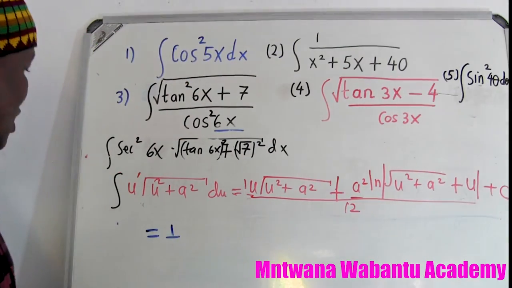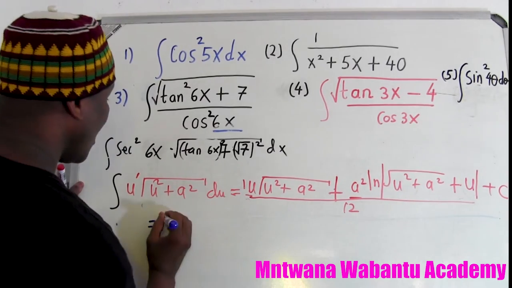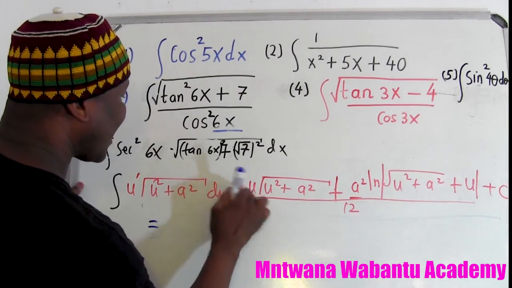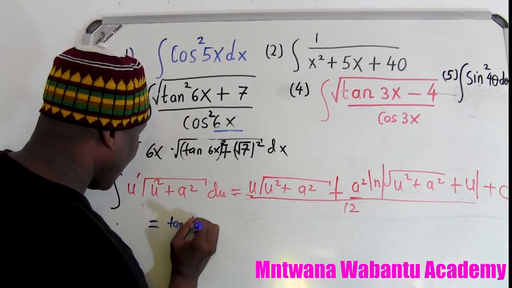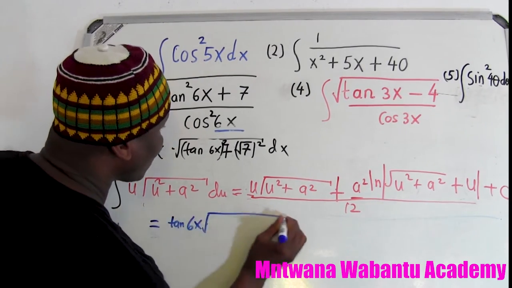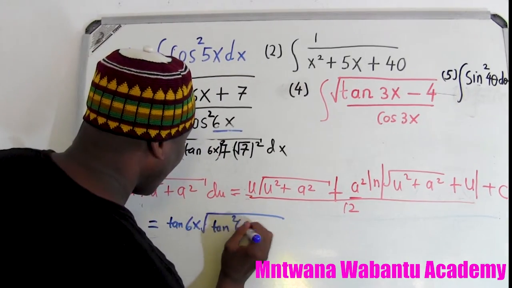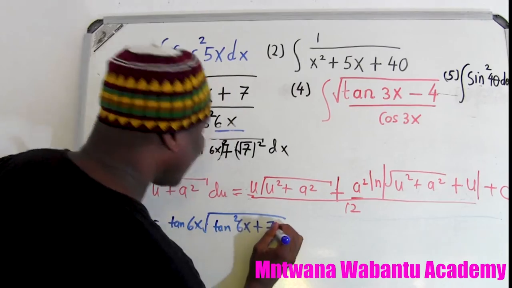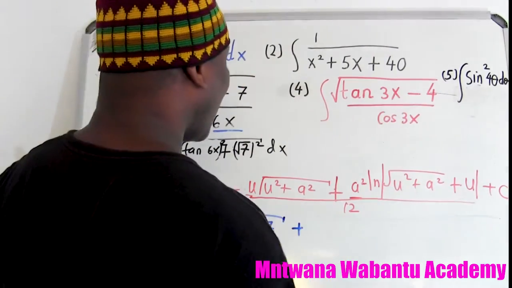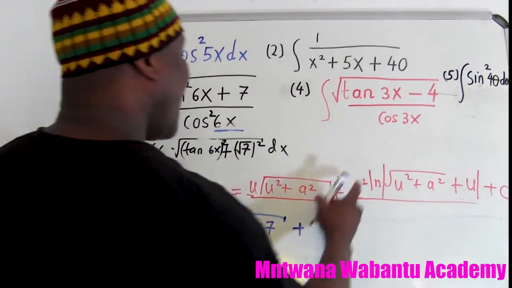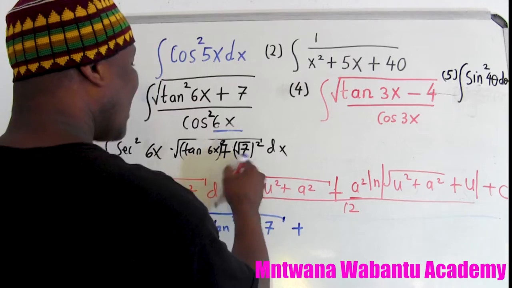So let's plug it in. We're going to say 1 over 12, times u. What is our u? Our u equals tan 6x. And then root. Write out root: u square means tan squared, plus 7. You see what I'm saying? The root plus a square. What is that a square? Plus, because this is plus. A square means a, and when you square it, it's going to be 7.